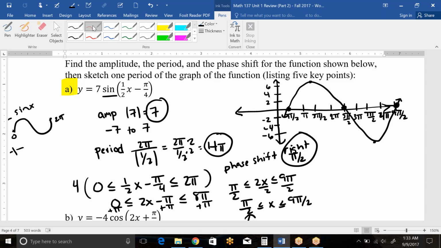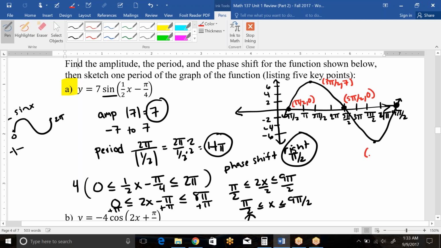So I would just write them on your graph. This is pi over 2, comma 0. This is 3 pi over 2, comma 7. This is 5 pi over 2, comma 0. 7 pi over 2, negative 7. And 9 pi over 2, 0. So there are all 5 of those points.